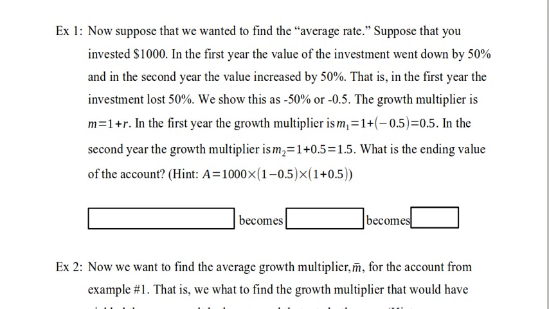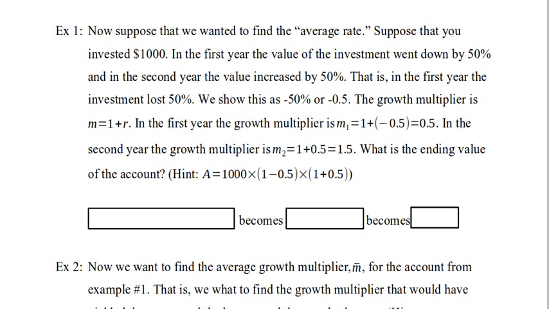So it says that in the first year, the investment lost 50%. Let's show that as a decimal. So if you go down 50%, let's represent that as a negative, and let's convert that percentage into a decimal. So negative 50% becomes negative 0.5. So the growth multiplier is what we multiply by to get the result that we're interested in. So I don't multiply by negative 0.5 if I go down by 50%. That tells me how much I've lost. I'm interested in what remains.